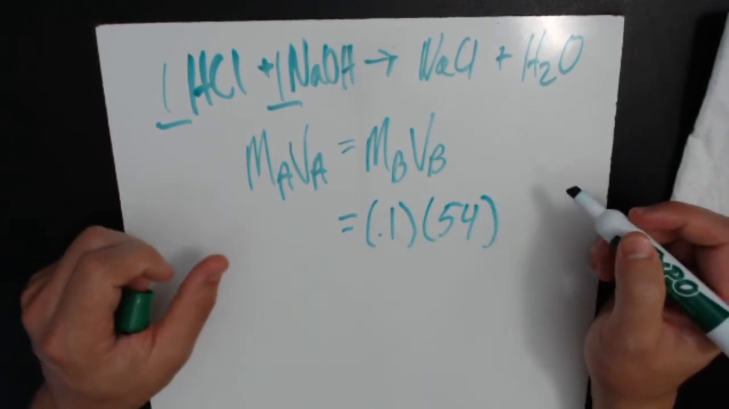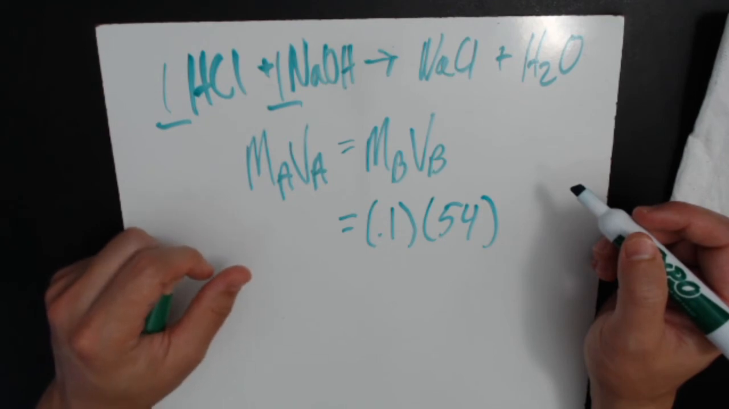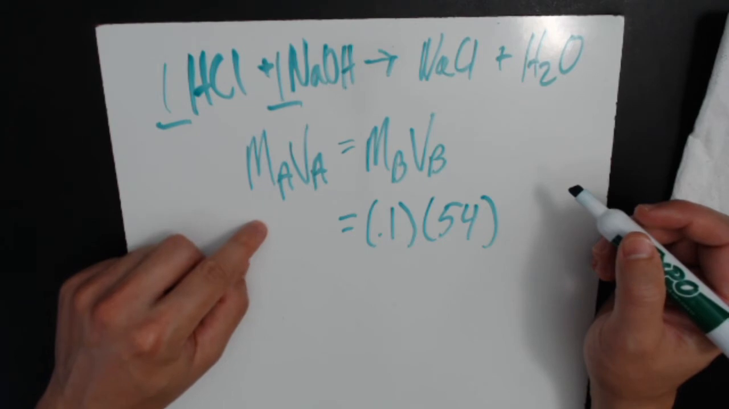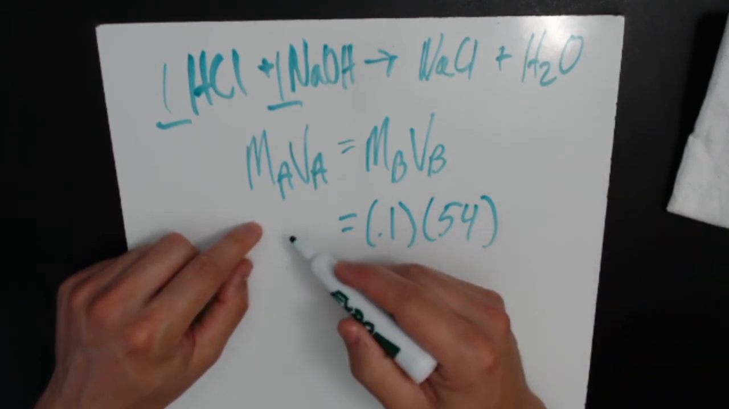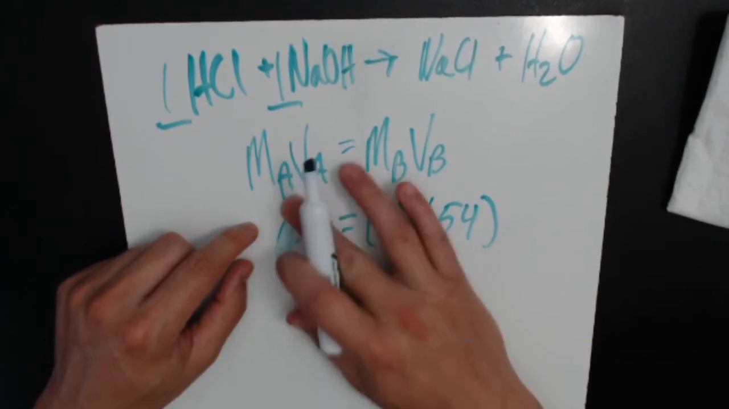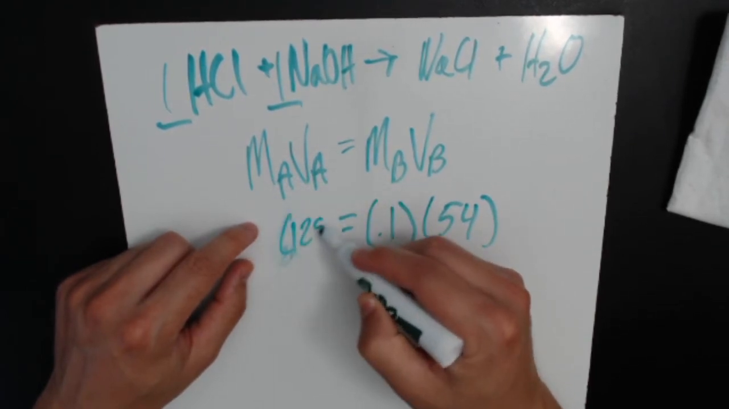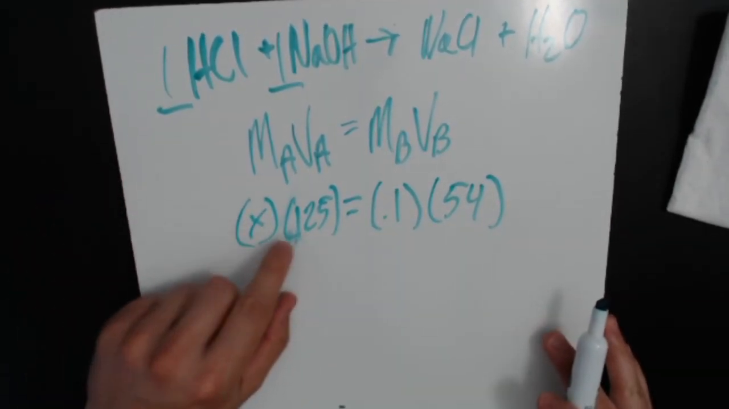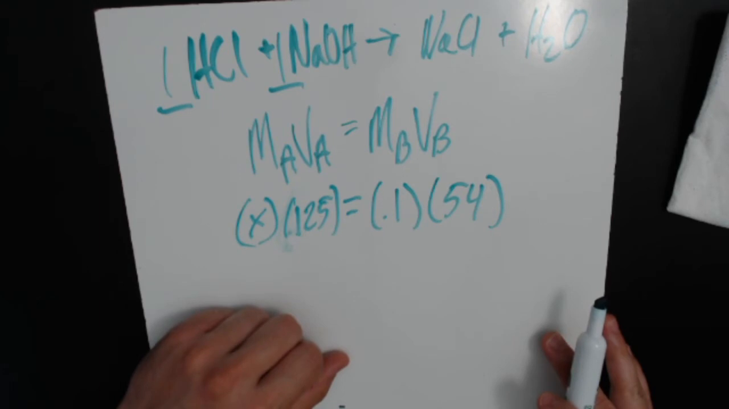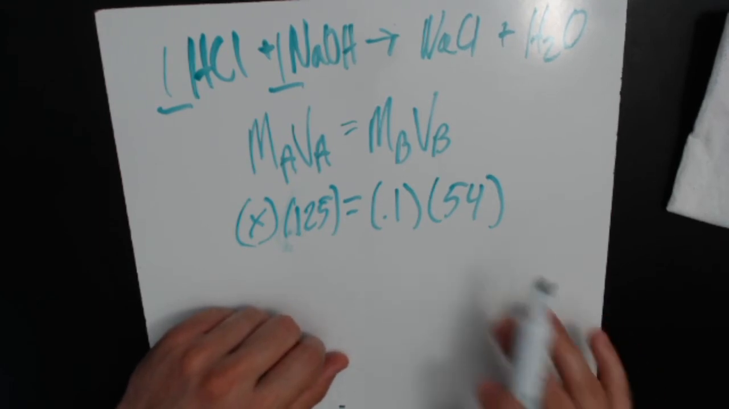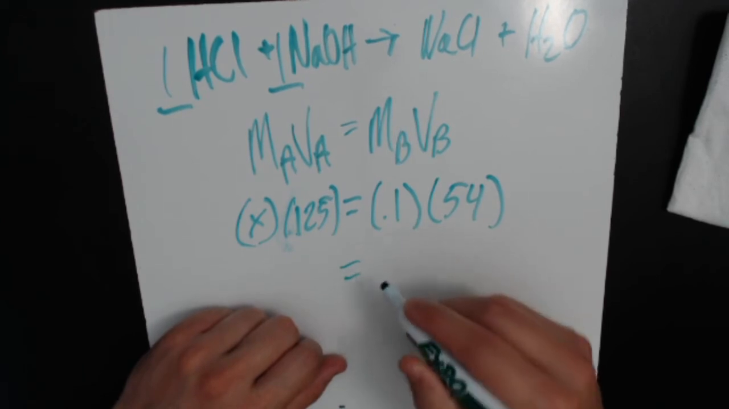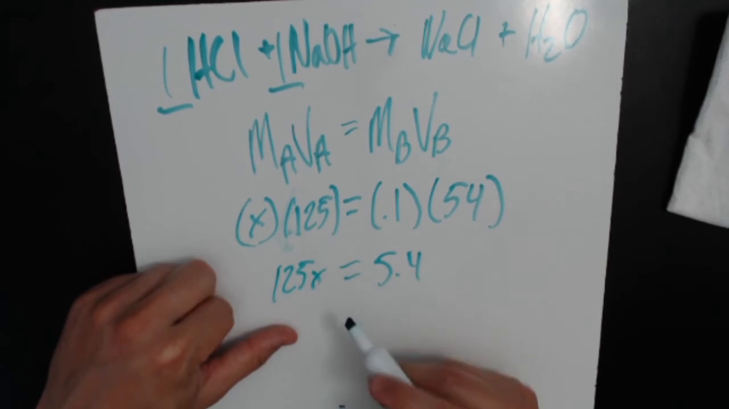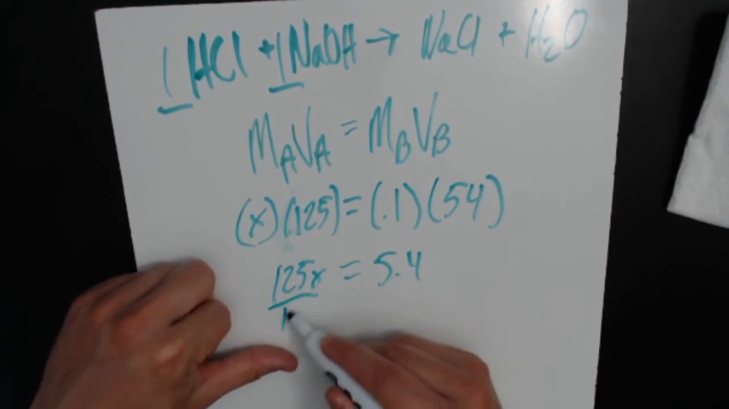Notice it's in milliliters. Is that okay? Yes, it is okay because the other side is also in milliliters. We used this much base to neutralize 125 milliliters of our acid, and we're solving for the concentration of that acid. So in the end, this is pretty straightforward. Multiply here: 0.1 times 54 is 5.4, equals 125x. So divide both sides by 125.